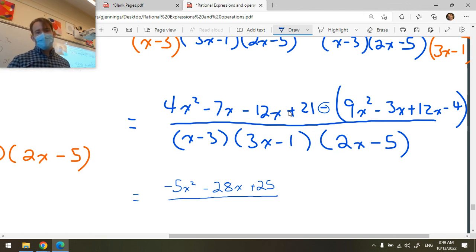A quick look at that. Can I multiply to negative 125 and add to negative 28? No, can't do it. Cannot be done. So that does not factor, I don't believe. So that's done. Over x minus 3, 3x minus 1, 2x minus 5.